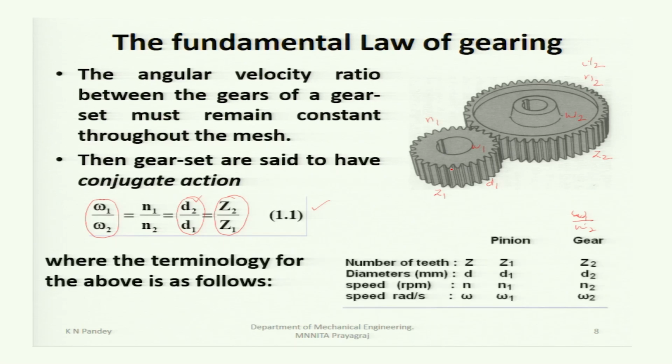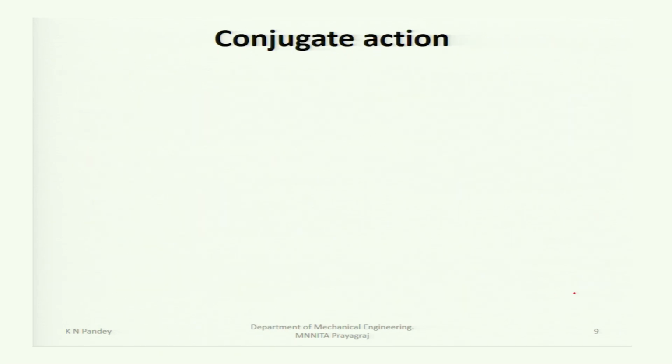So, the terminologies are shown here. The number of teeth are Z1 on the pinion and Z2 on the gear. Pitch diameters are D1 and D2. Speeds are N1 and N2, and the rotational speeds in radians per second are omega 1 and omega 2.